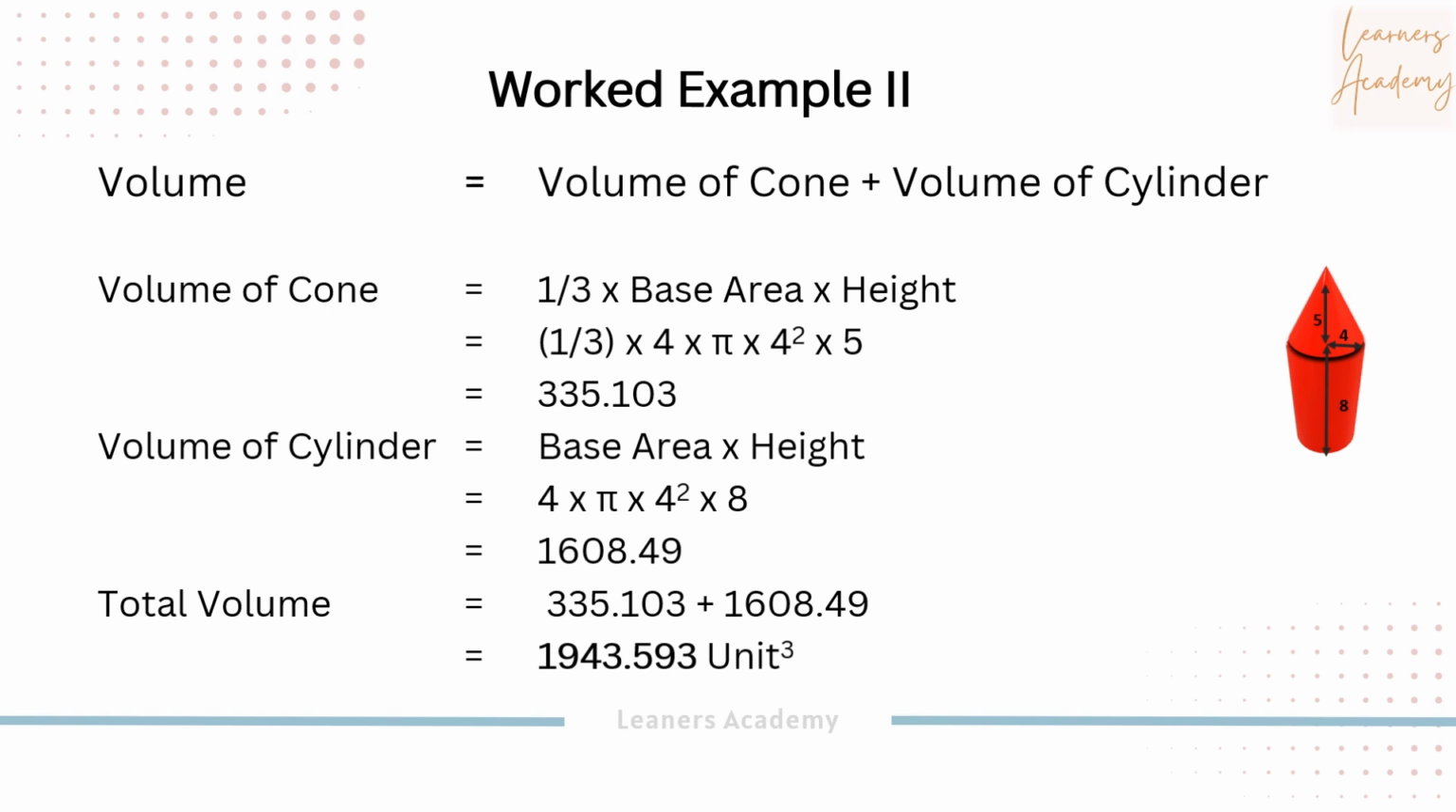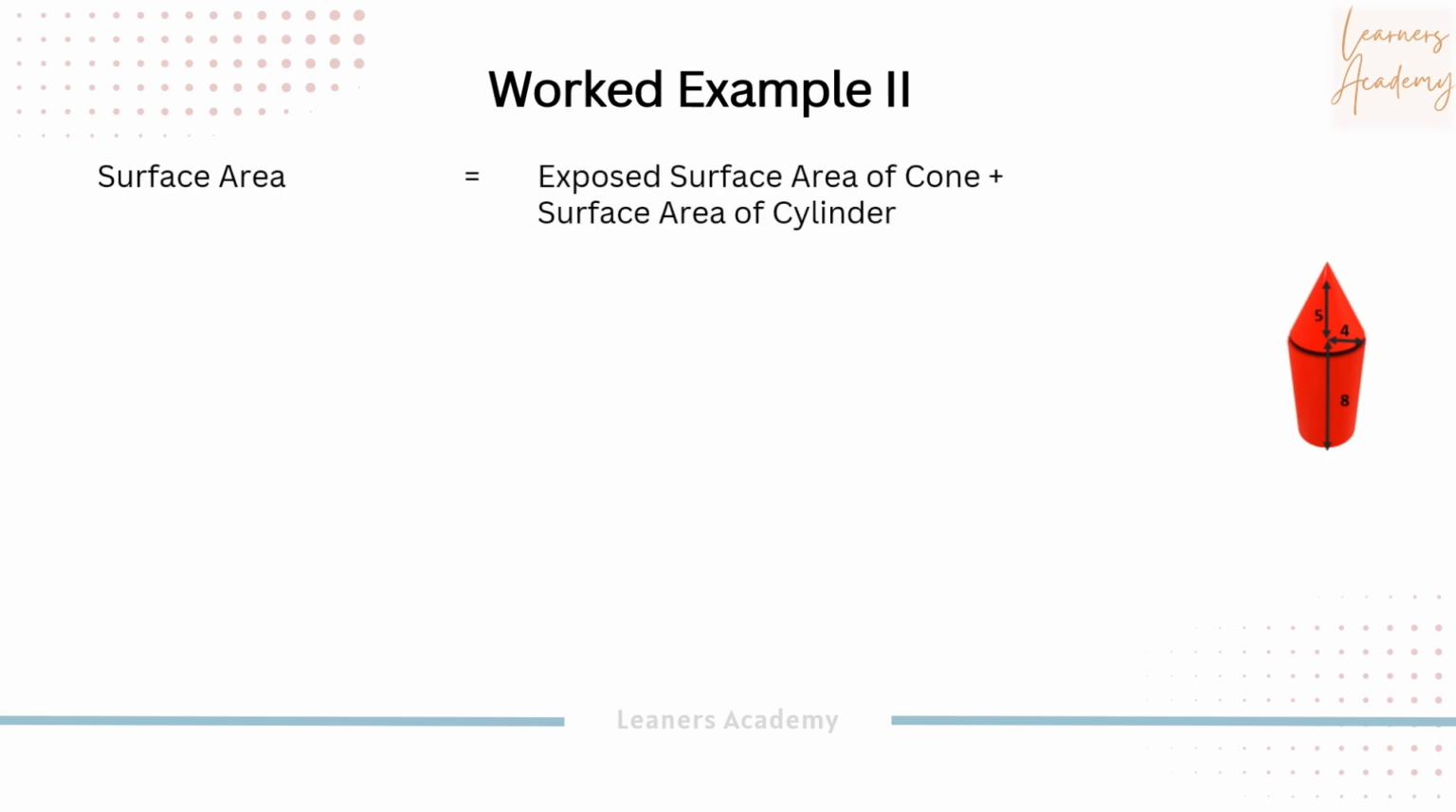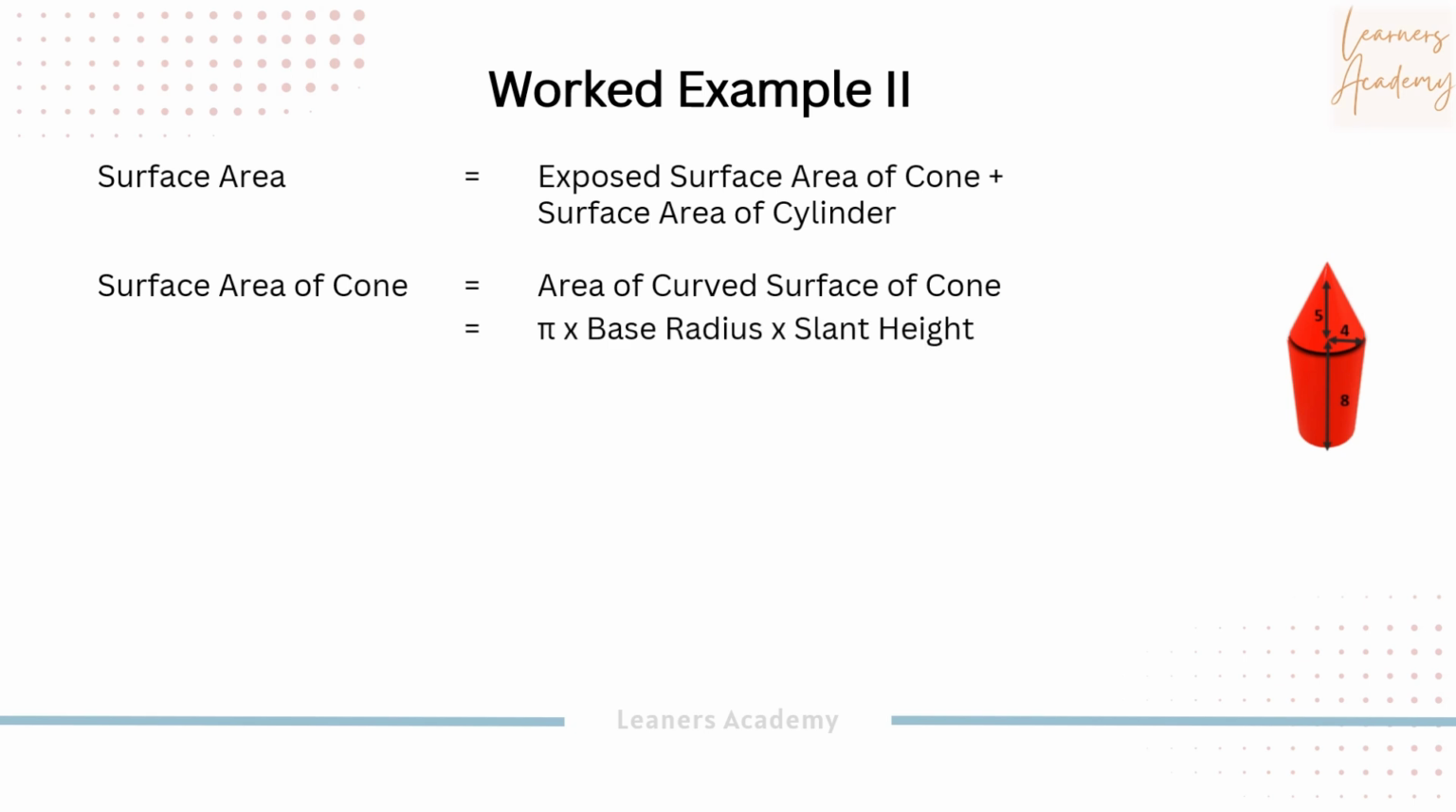This comes out to be 1943.593 unit cube. Now to calculate the surface area of the composite shape, we will take into account the exposed surface area of the cone and the cylinder. The exposed area of this cone is the area of the curved surface of the cone only, which is equal to pi into base radius into slant height.